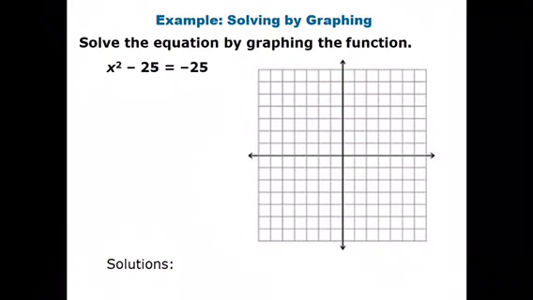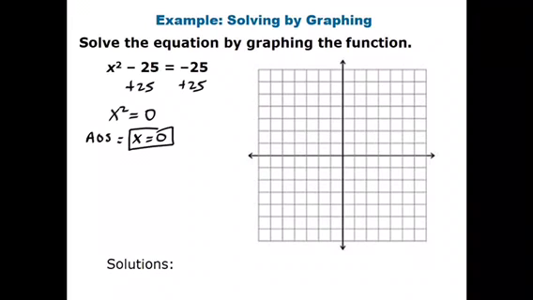So let's look at number 2. We've got x squared minus 25 equals negative 25. Well, first things first, we've got to move this 25 over. It's in the wrong spot. So we add 25 to both sides, and I've got x squared equals 0. Well, in this case, I don't have any b value, and my a value is 1, so I know that my axis of symmetry is just going to be x equals 0, like the last one.